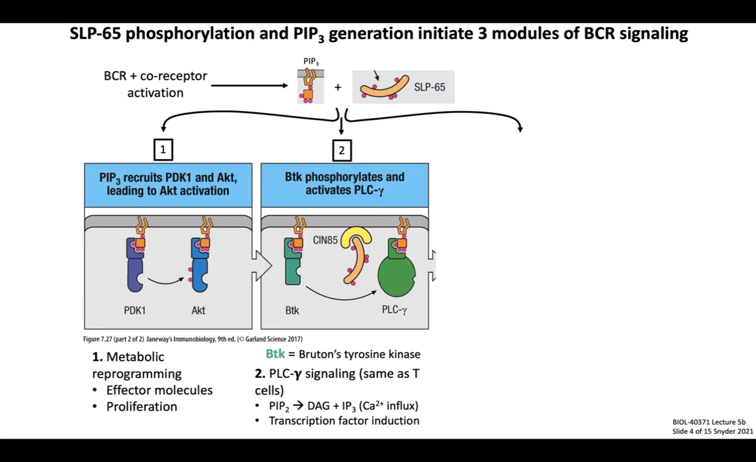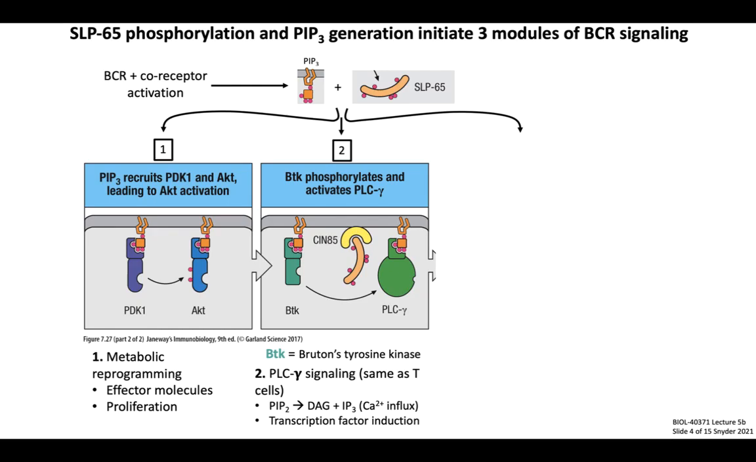The second module is mediated through both PIP3 and the scaffold protein SLP65, which allows the kinase BTK to phosphorylate and activate the lipase enzyme PLC gamma. This is the same PLC gamma that we learned about extensively during T-cell activation, which functions the same way by hydrolyzing PIP2 into DAG and IP3, and this leads to the same mechanisms of intracellular calcium ion influx that we saw with T cells. Similarly to TCR signaling, PLC gamma is responsible for driving changes in transcription factor expression by activated B cells, which we will discuss more shortly. However, unlike in T cells, the transcriptional program induced in activated B cells does not actually converge on the IL-2 locus.